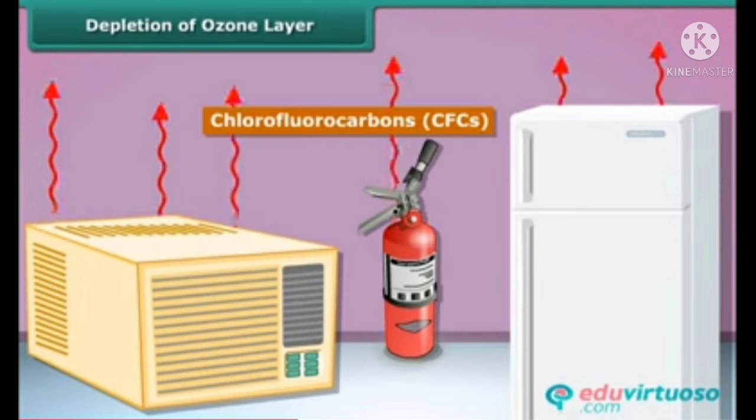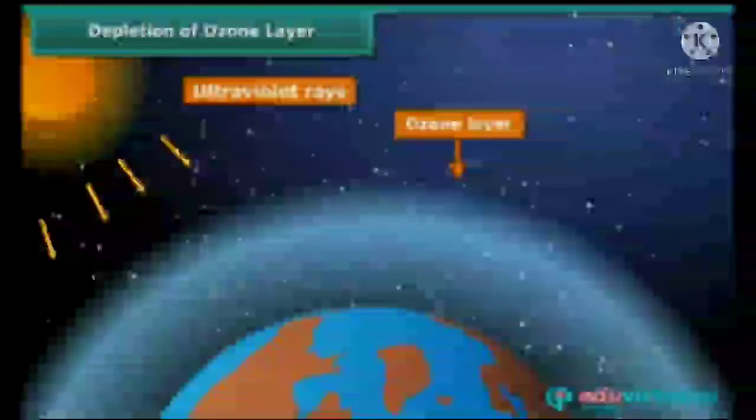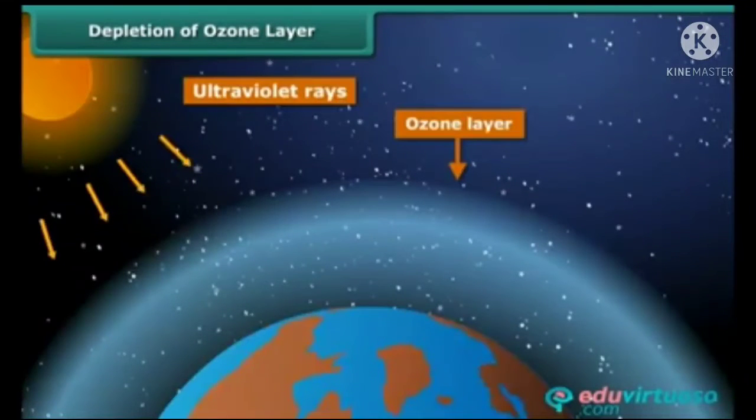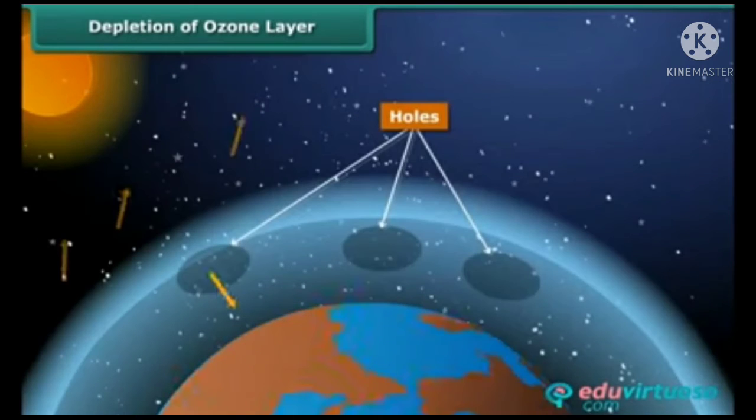Next type of pollutants are CFCs. CFCs is chlorofluorocarbons, which are used in refrigerators, air conditioners and aerosol sprays. Children, have you heard about ozone layer? Ozone layer protects us from harmful ultraviolet rays of the sun. CFCs damage the ozone layer of the atmosphere and form ozone holes.